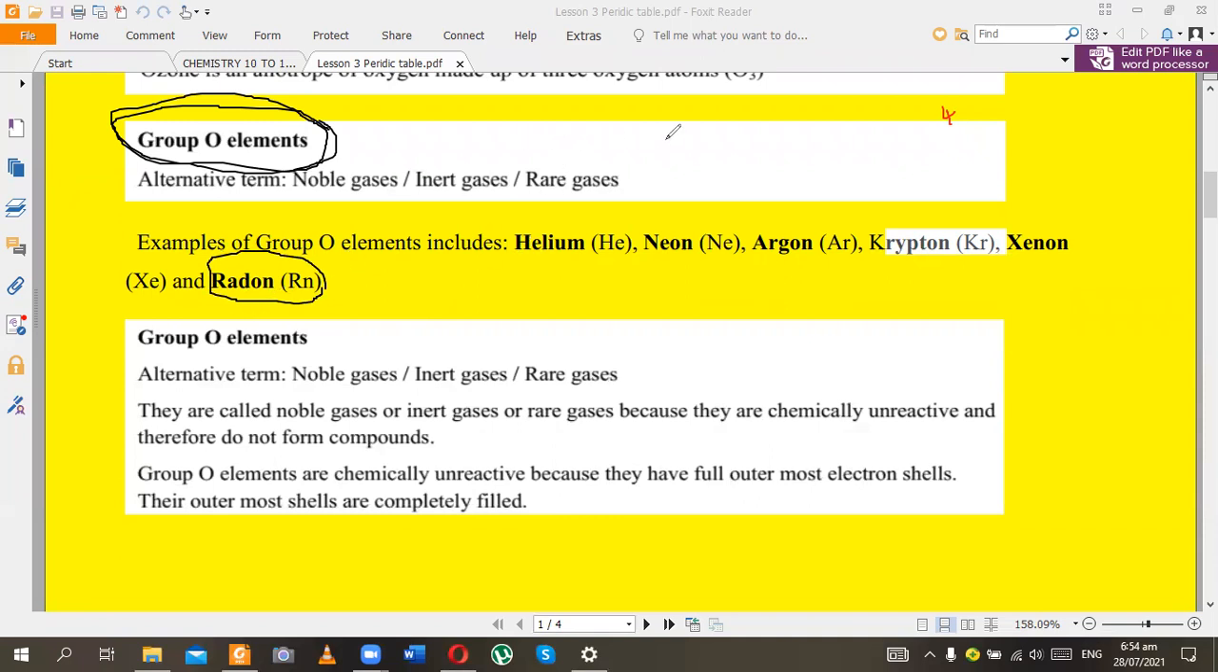Now, what are they called? They are called by any of these names: noble gases, inert gases, and rare gases. But there's a word of great interest: inert. Something inert. If you say I'm providing an inert atmosphere, it means you're providing an atmosphere where no chemical reaction should take place.